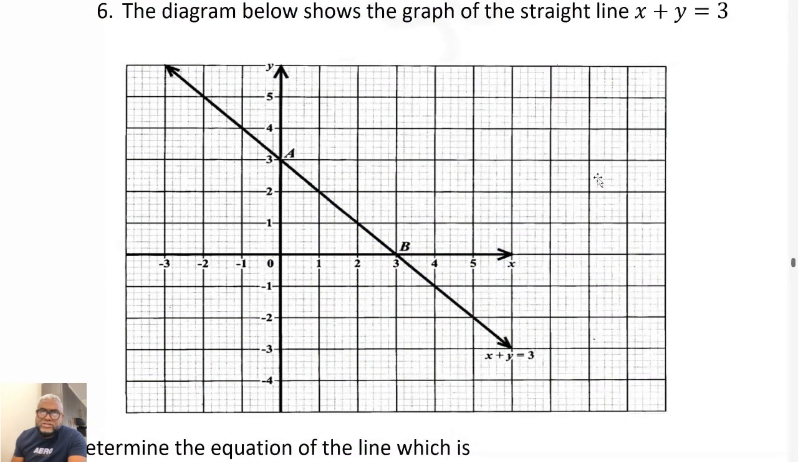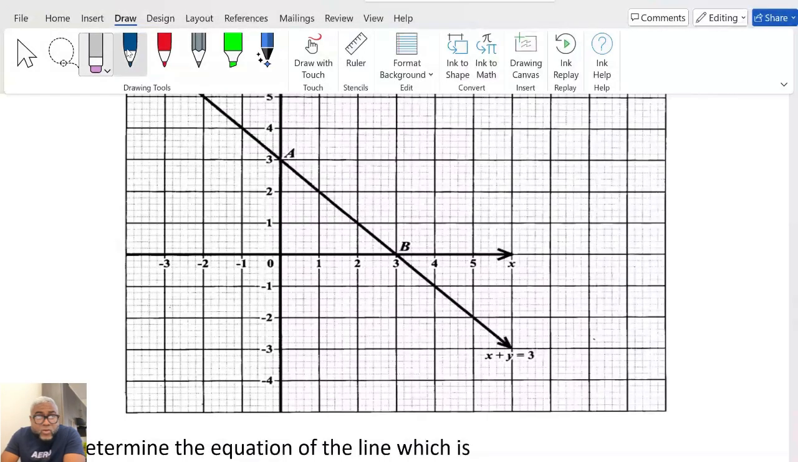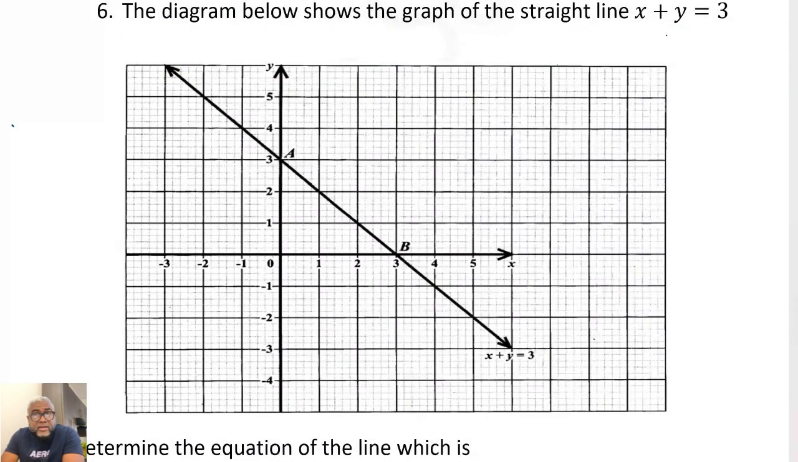The diagram below shows the graph of a straight line x plus y is equal to 3, right? So you have your line, you have x plus y is equal to 3 as the equation of that line, right? Now, when you write an equation like this it is okay to write it like this, right? But if you want to locate what the gradient is, you need to put it in the form y is equal to mx plus c, right?